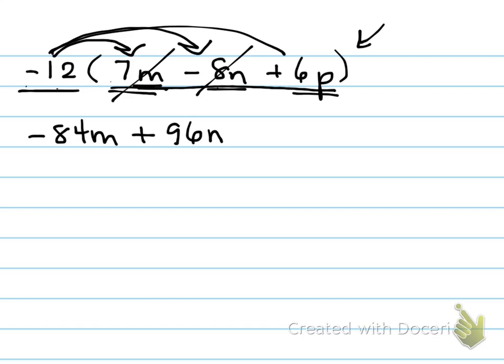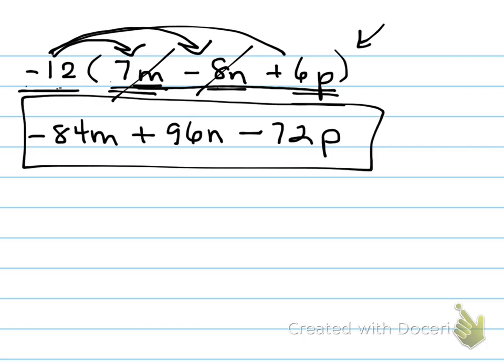Negative times a positive is a negative. 12 times 6 is 72. 72 what? Well, 72p. Don't forget your letter. And that's your answer. Right? So all you're doing is multiplying terms.